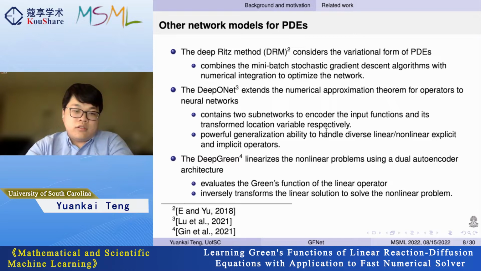And then it has very powerful generalization ability to handle diverse linear explicit and implicit operators. And the last one, more related to our work, is DeepGreen. It aims to solve nonlinear problems. It will first linearize the nonlinear problems using a dual autoencoder architecture, and then evaluate the Green's function of the linear operator and inversely transform the linear solution to solve the nonlinear problem.